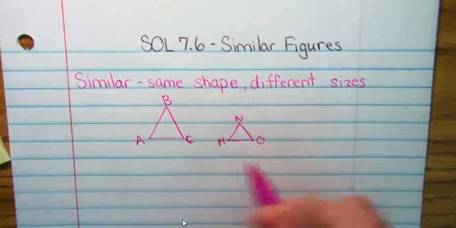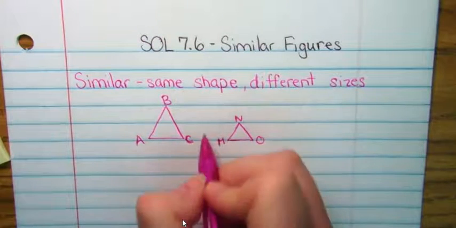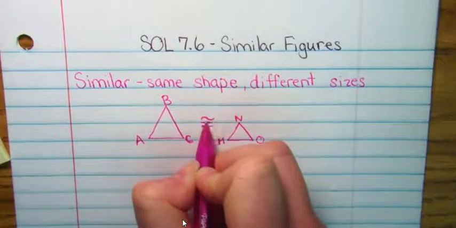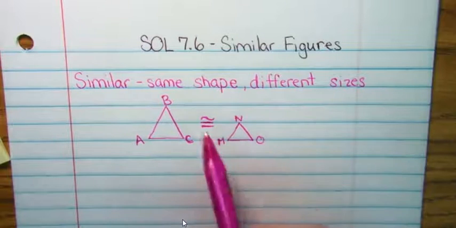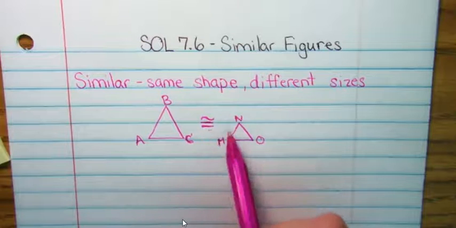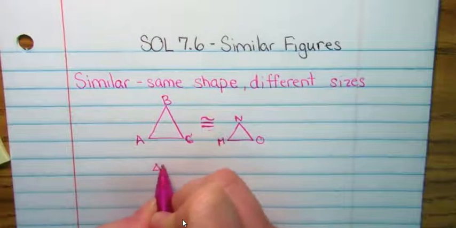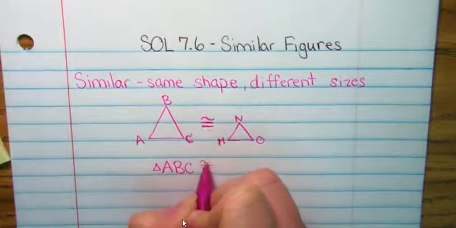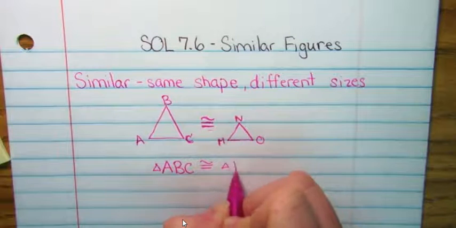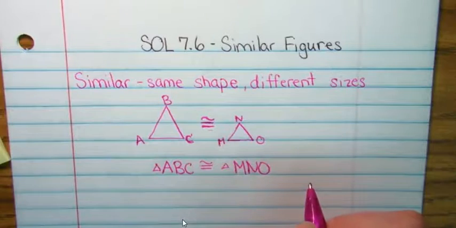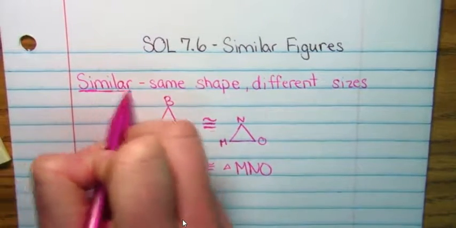And because they are similar triangles, I use this symbol in between them. It looks like an equal sign, and then you just put a squiggly on top. So this symbol tells me that triangle ABC is similar to MNO. And I'm even going to write that down here. Triangle ABC is similar to triangle MNO. Once again, if you need to pause and get caught up, do that before we continue moving on.